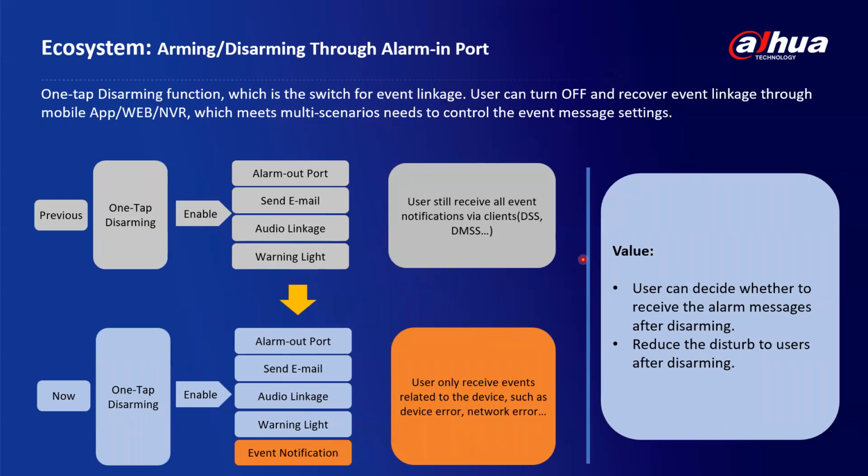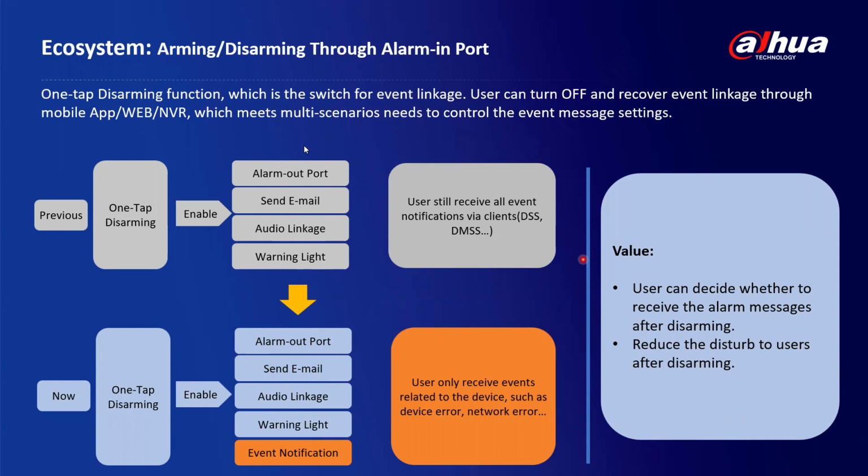So on the one tap disarming function, which is the switch for event linkage, this can be turned off and event linkage recovered through the mobile applications, the web application, or maybe the web portal of the camera. And again, we can achieve those by going through the NVR, which meets the different multi-scenarios needed to control the event message settings. In this case, we have two options that are going to facilitate how the arming and disarming and the type of messages one can choose to receive.